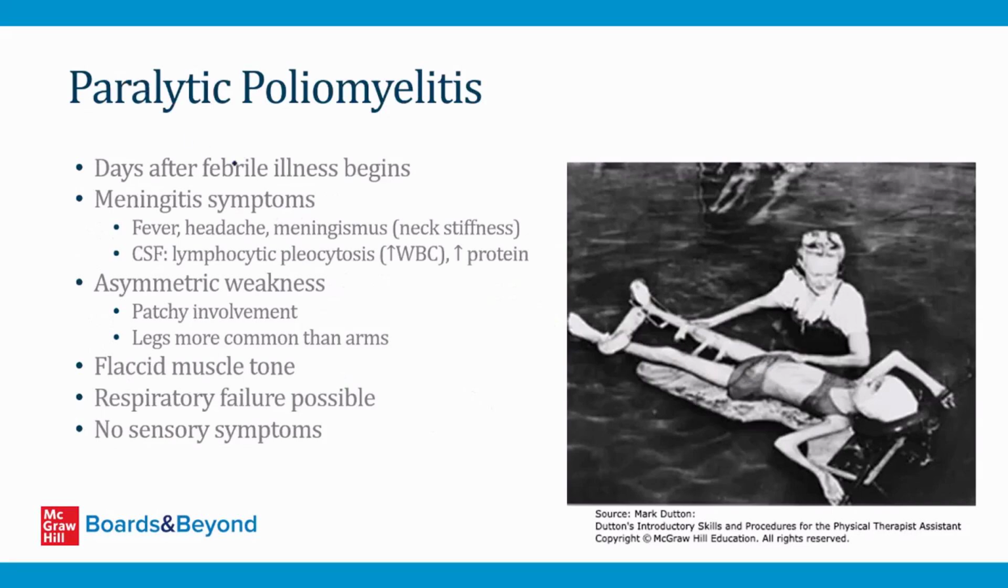So the term for poliovirus infection that has spread to the spinal cord is paralytic poliomyelitis. This is a picture of someone who had this condition years ago. This is very uncommon in the modern era. About 100 years ago or so, many children would get this infection. They would get a febrile illness, and then several days or weeks later, they would develop lower extremity weakness from the infection. So the way this presents is days after the febrile illness begins, usually patients develop meningitis symptoms.